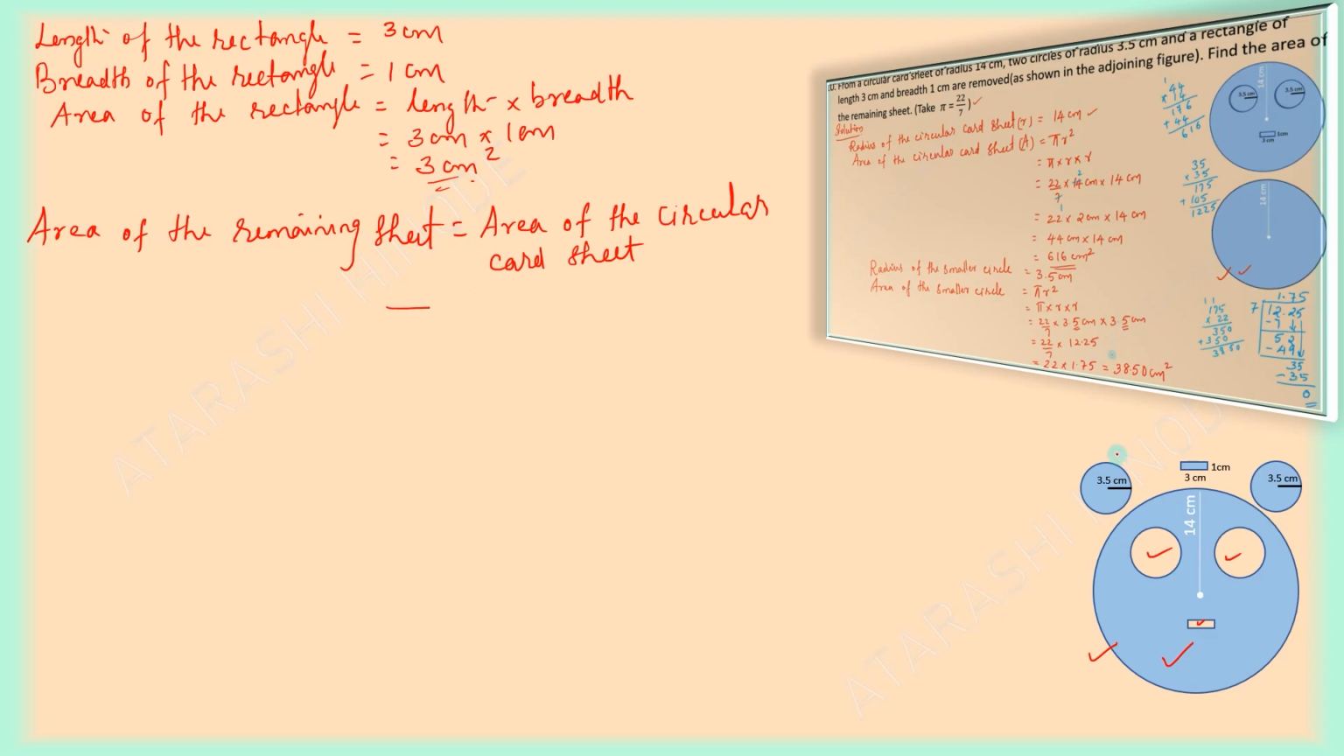That is, here we have to subtract the area of this circle and this circle and this rectangle. But here you can see these two circles are having the same area. So instead of subtracting 2 times, it is enough to multiply area of one circle by 2. So let us write area of the circular card sheet minus 2 into area of the circle minus area of the rectangle.